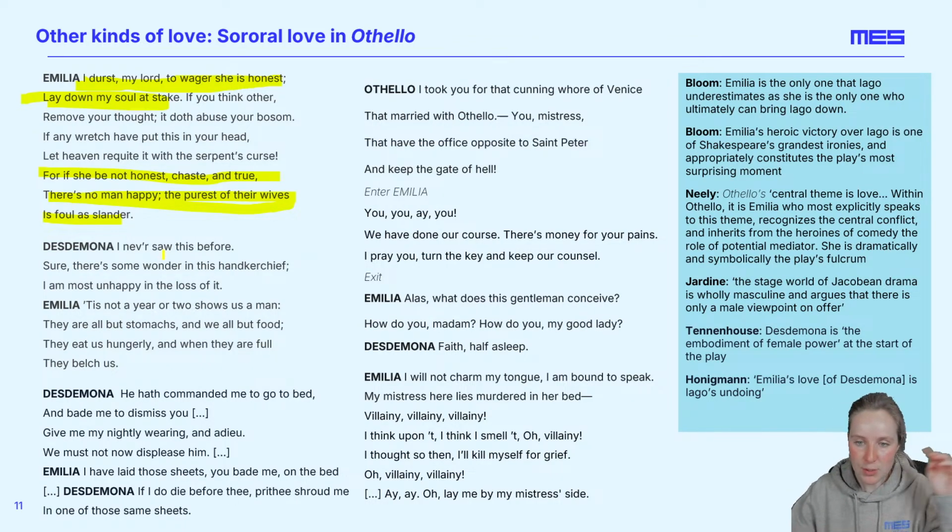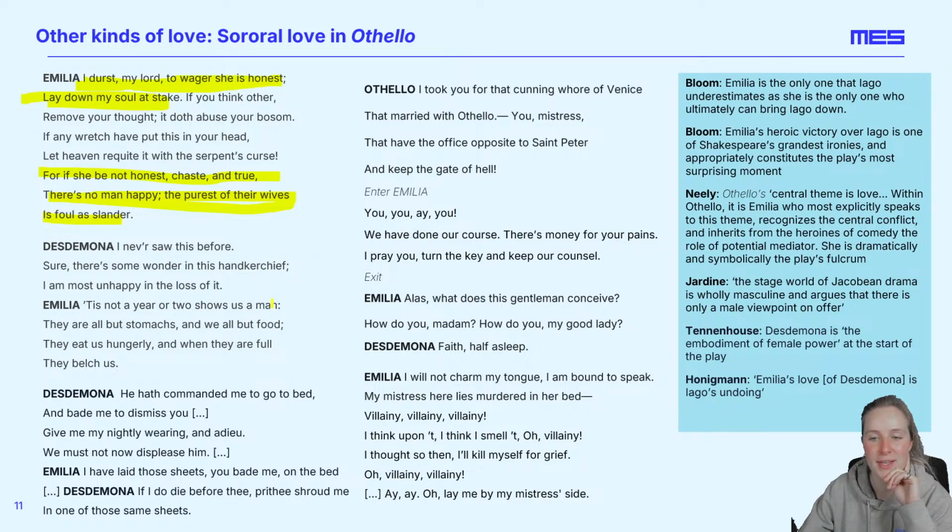Desdemona also says, "I never saw this before. Sure, there's some wonder in this handkerchief. I am most unhappy in the loss of it." Emilia says, "'Tis not a year or two shows us a man. They are all but stomachs, and we all but food. They eat us hungrily, and when they are full, they belch us."